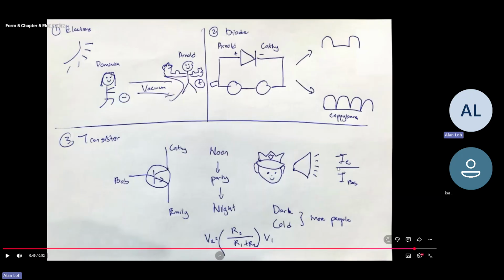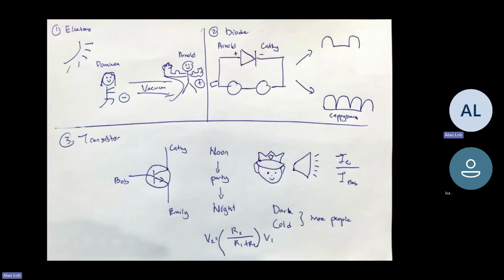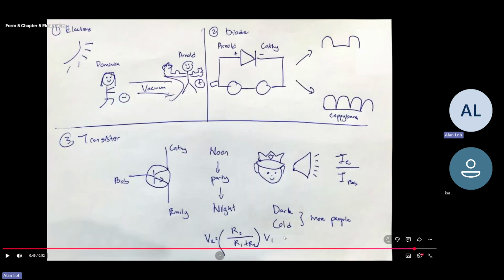Then there's this policeman asked for IC for Bob. Right. So this IC for Bob is to help you to remember the formula. You know, the formula, the IC divided by IB is current for the collector and current for the base. So this is to calculate the amplification factor, right? Then this is the transistor, and this is the formula to calculate if it is thermistor or if it's LDR.